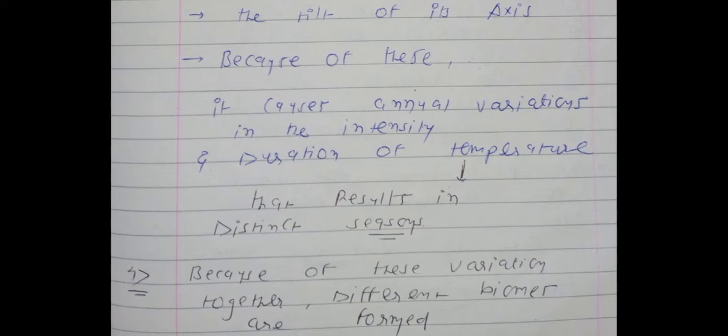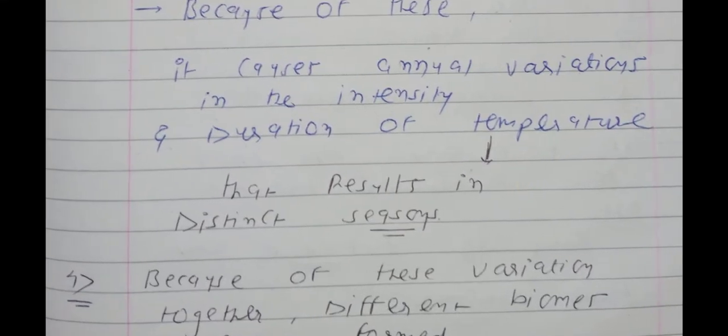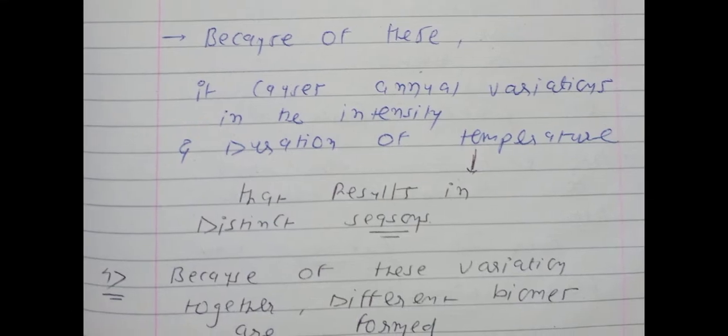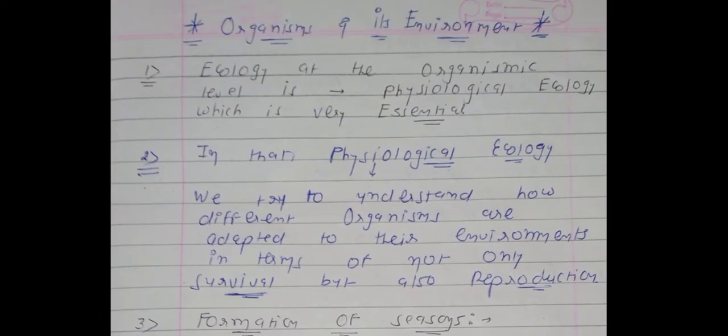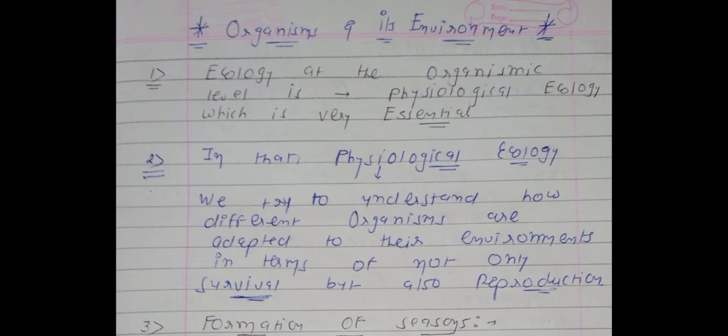Now see point number 4: because of this variation, different biomes are also formed. If variations are there, different types of habitats or biomes will also be formed. So the first page of this question is completed. Again we are going to revise this properly because many important concepts are there on the first page. First point: the physiological ecology, what is physiological ecology?